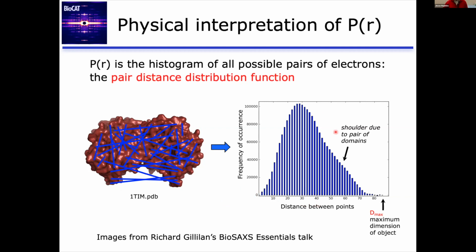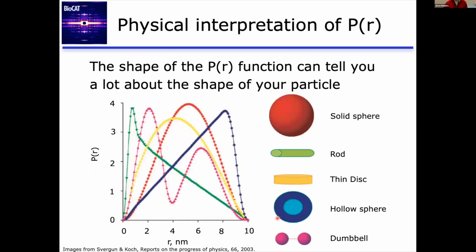But one of the obvious features is that it tails off out here to 0. This represents the maximum dimension of the object. This is the dimension at which there are no more electron pairs in your object. The shape affects this: you can get a shoulder, for example, because there are kind of 2 domains in this macromolecule. And so you can learn a lot by looking at this P of R function.